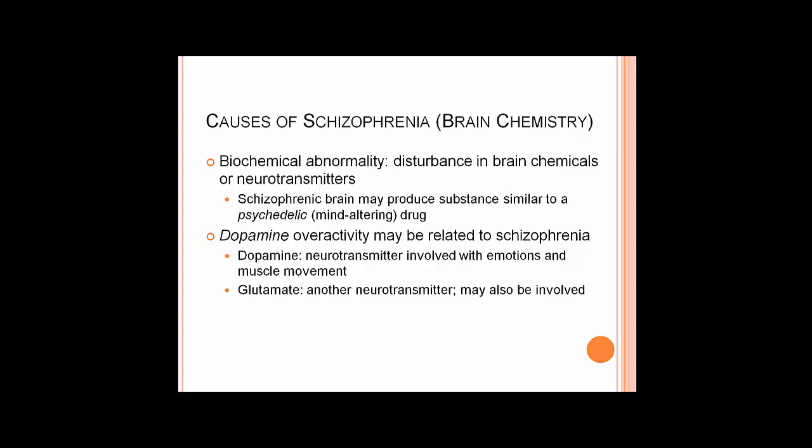Dopamine overactivity may be related to schizophrenia, and many of the neuroleptic drugs, the psychoactive drugs that we use for schizophrenia, do in fact act on our dopaminergic systems that use dopamine, or serotonergic systems that use serotonin, and also glutamate, which is another neurotransmitter, and it may also be involved. Glutamate is very much involved in learning and memory as well.